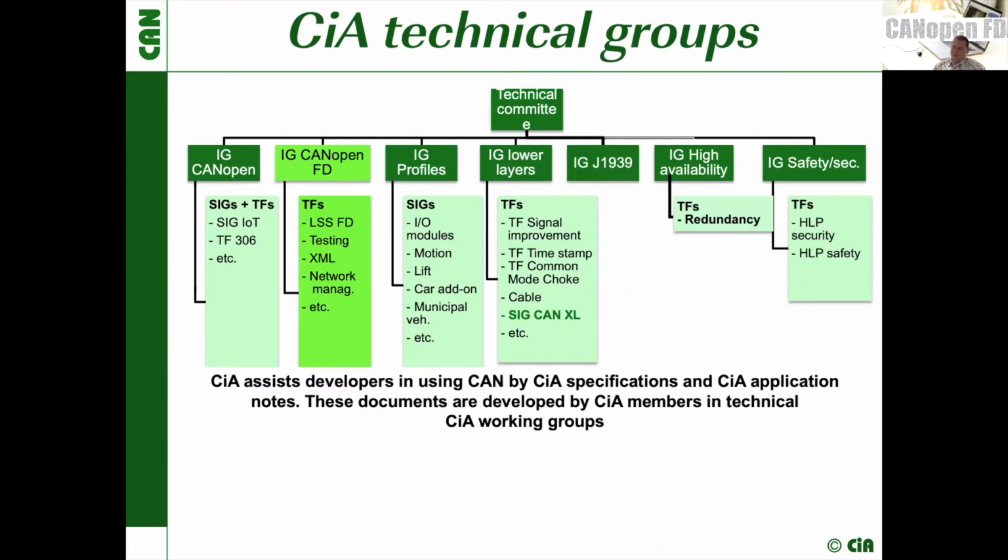At the beginning of last week, we had a meeting of the technical committee, and there we introduced a new interest group, the interest group High Availability, dealing with redundancy subjects. So for example, bus line redundancy issues. How can I set up CAN-based systems with different communication lines, one active line and several redundant lines? And how can I figure out which one is the active one, which are the redundant ones, how can I switch over? And this in an independent way.